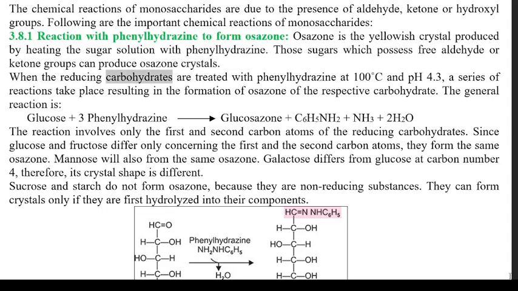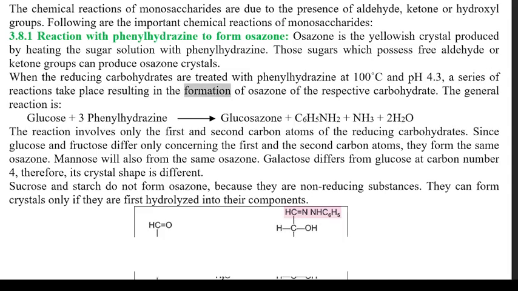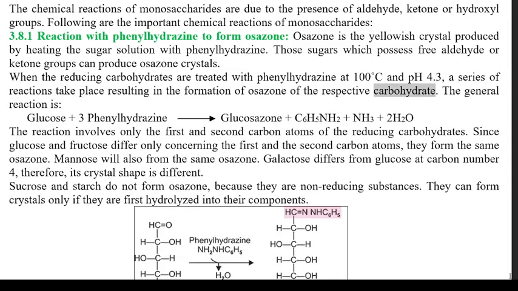When the reducing carbohydrates are treated with phenylhydrazine at 100 C and pH 4.3, a series of reactions take place resulting in the formation of osazone of the respective carbohydrate. The general reaction is glucose plus 3 phenylhydrazine gives glucosazone plus C6H5NH2 plus NH3 plus 2H2O. The reaction involves only the first and second carbon atoms of the reducing carbohydrates.